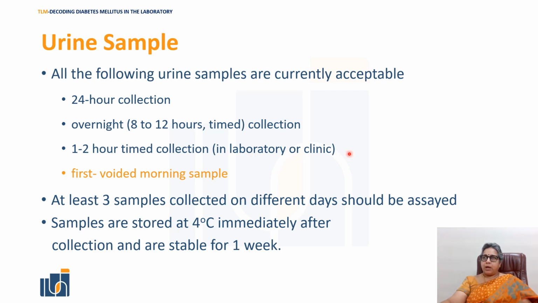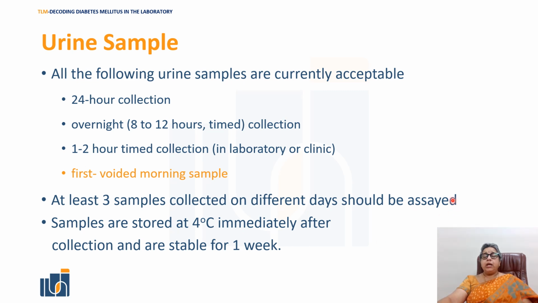So after 1 or 2 hours, you please come and give the urine. But the best sample is a first voided morning sample. Now, at least 3 samples collected on different days should be assayed, and only then you should say that there is secretion of albumin in the urine, or this patient may have evidence of renal damage.